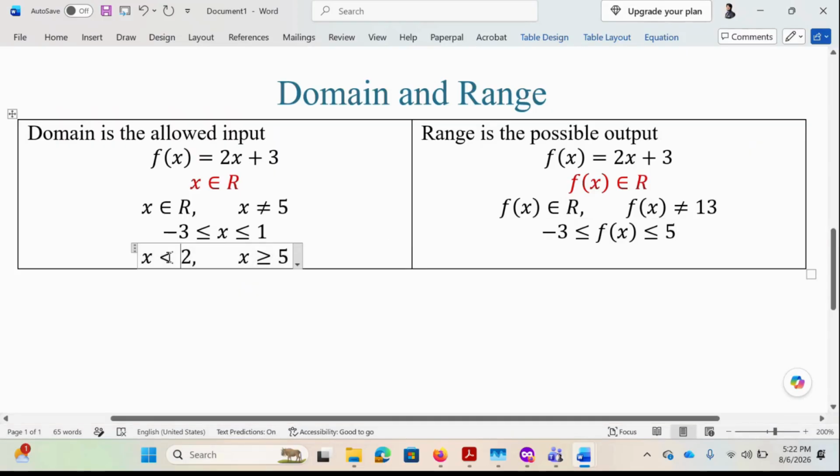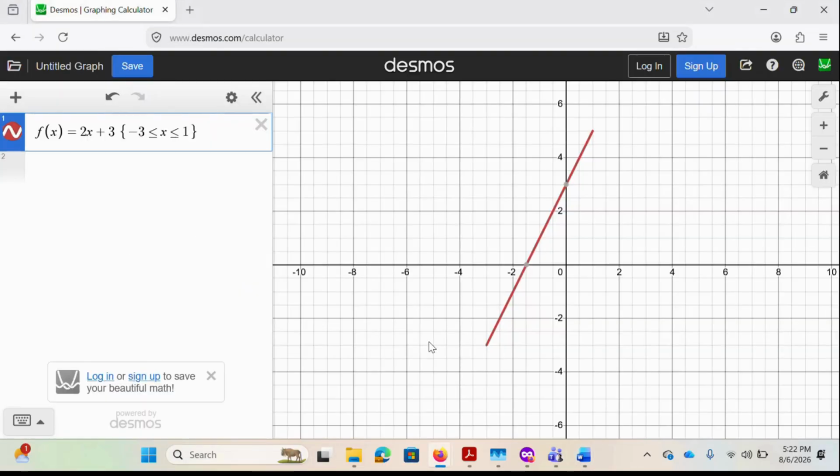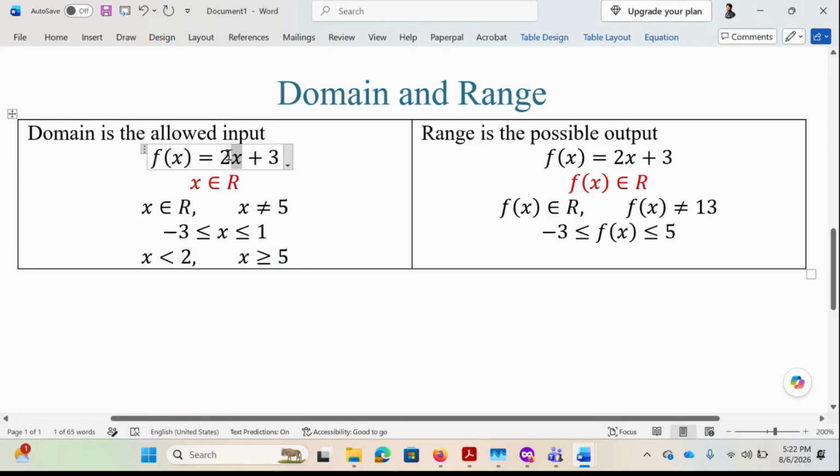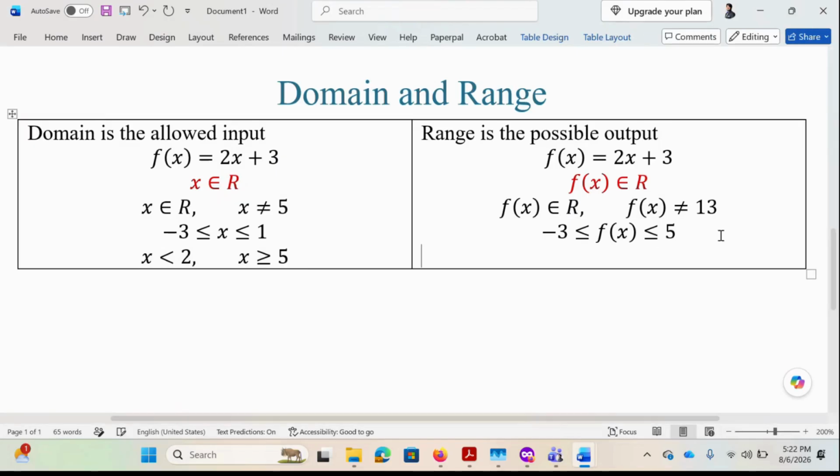Now what about this one? X is less than 2. I know it's a straight line graph. If I had plugged in 2 over here, I would have got 7. For values less than 2, I will say that my function will be less than 7. And for x greater than or equal to 5, I will say my function will be greater than or equal to 13. These are different ways of writing down ranges. A range cannot be written without looking at the graph. If you are unaware of graphical sketches, you will not be able to specify ranges clearly. Is this clear?